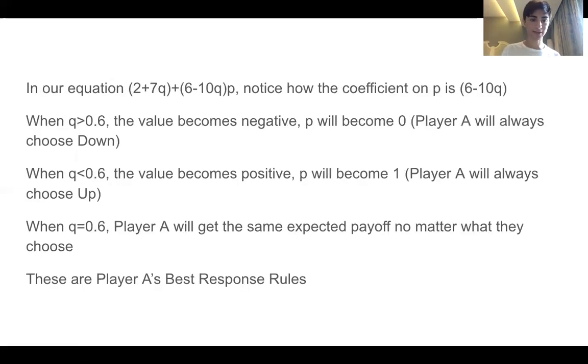All right, let's go back to this slide. Similarly, when q is less than 0.6, this value is going to become positive. So player A will always choose up, p will become 1, that's 100%. This is by the same logic as always choosing down. They know that if q is less than 0.6, then the value given by this part is going to be positive, so choosing up will always get them more points. Does that make sense?